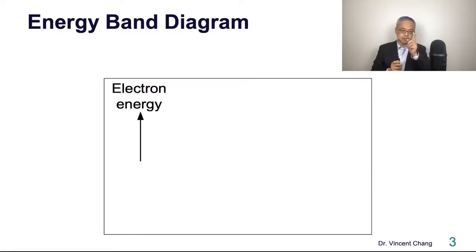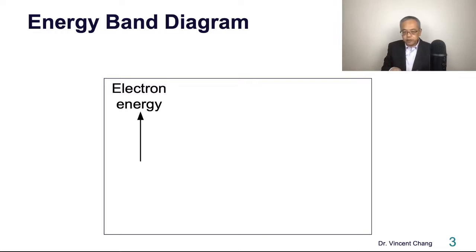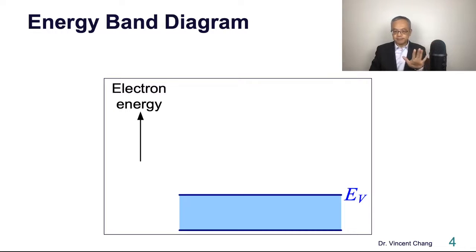Now we are in the energy space. The vertical axis represents the electron energy, not hole energy, electron energy. Up here is the high electron energy, and down here is the low electron energy. For semiconductor materials such as silicon, there are two bands: the lower band below EV, and the upper band above EC. The lower band is called the valence band.